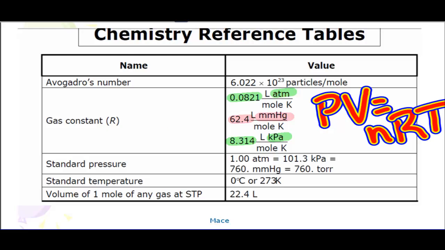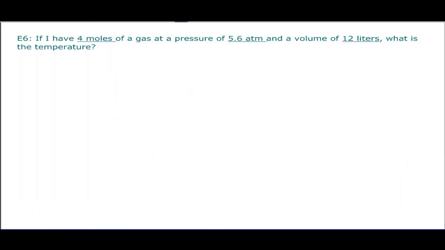Okay? Let's look at some example problems. Now, notice that as I read, this has been underlined. So if I have 4 moles of a gas at a pressure of 5.6 atm and a volume of 12 liters, what is the temperature? So I'm going to circle temperature. That's what I'm looking for. Now I'm going to label. Moles uses n. Atm, that's my pressure. Liters is my volume. And I'm trying to find temperature.